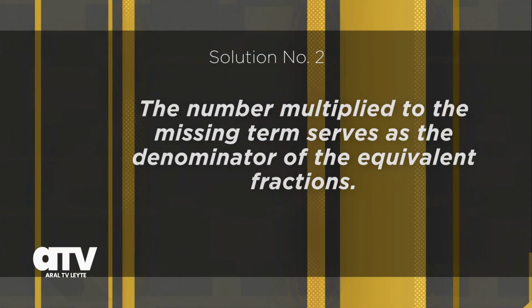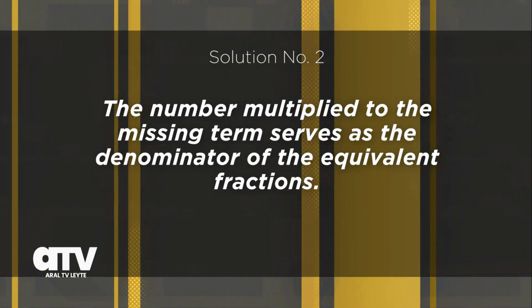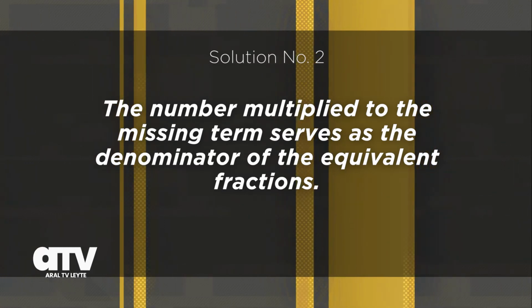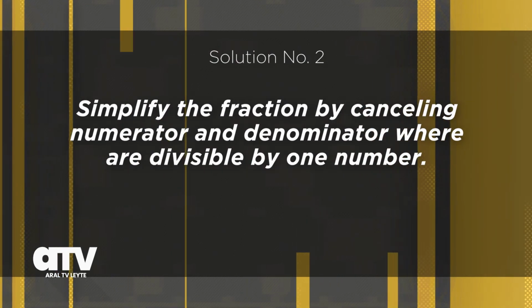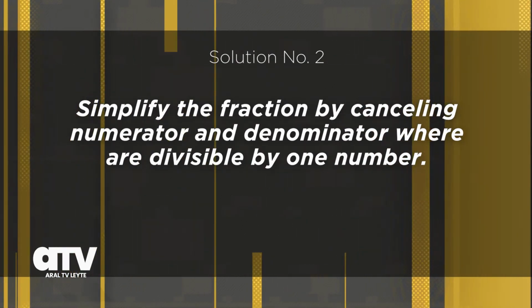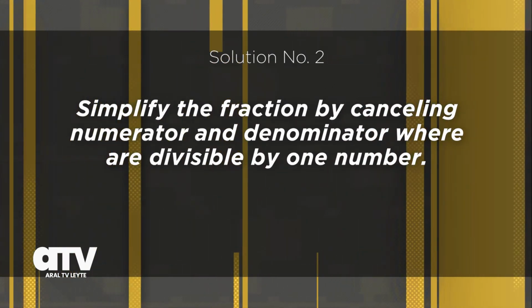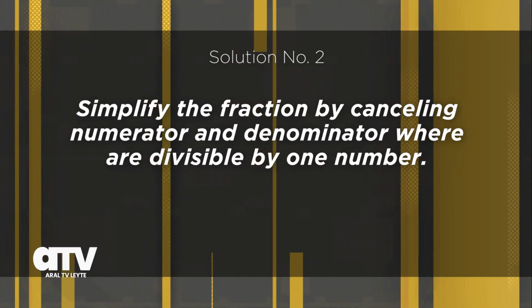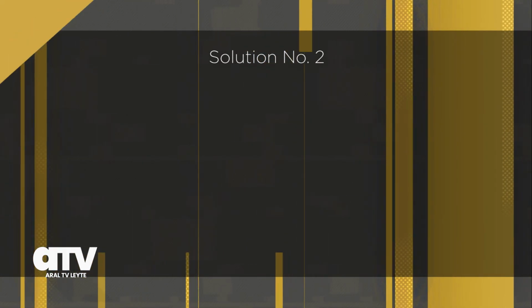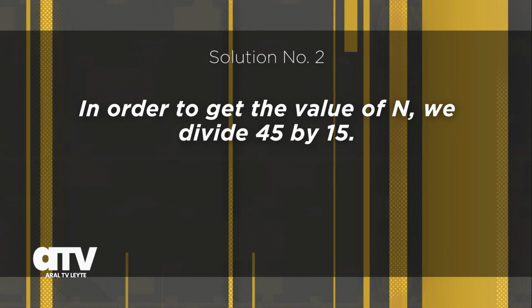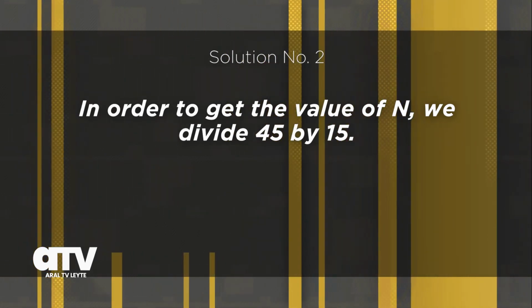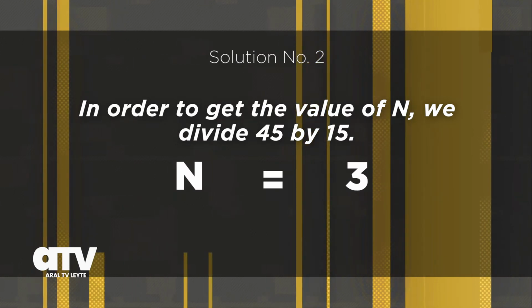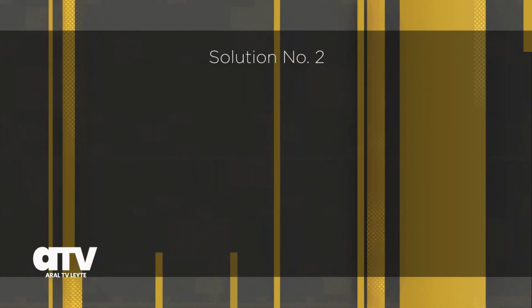The number multiplied to the missing term serves as the denominator of the equivalent fractions. Simplify the fraction by canceling numerator and denominator which are divisible by one number. In order to get the value of n, we divide 45 by 15. Therefore, n is equal to 3.